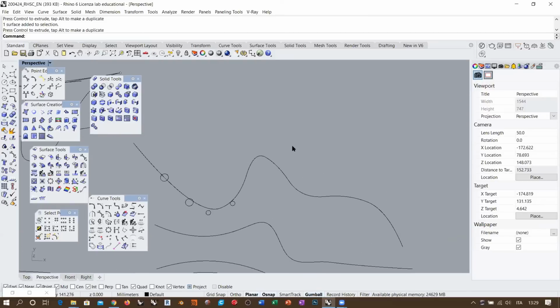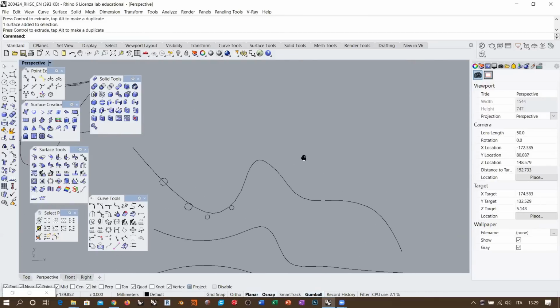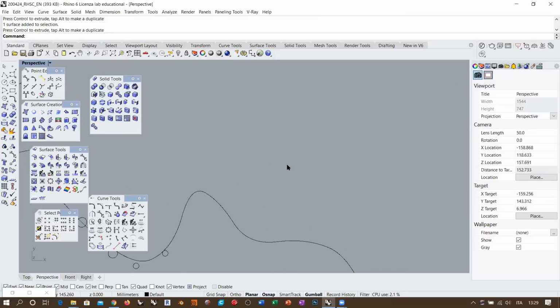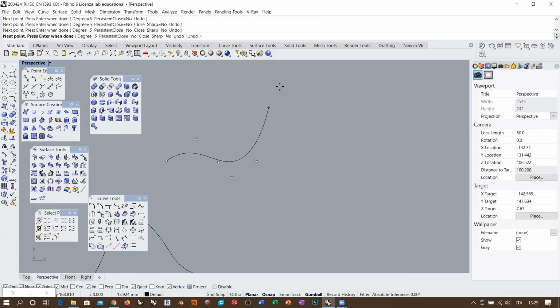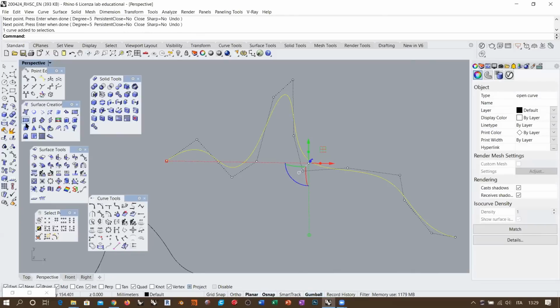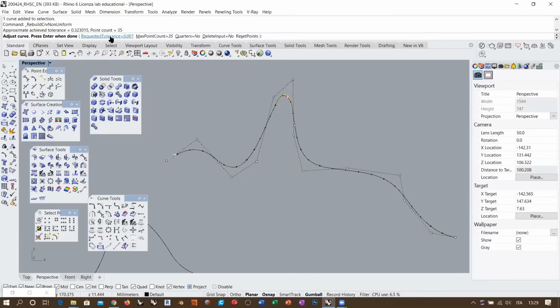Tolerance is extremely important. Let's say that you have this kind of very complex shape, and you have two options, as we saw, which are basically refit and rebuild non-uniform. If you rebuild, you have access to the requested tolerance, and you say, okay, I want more or less 35 control points. Well, maximum, actually.